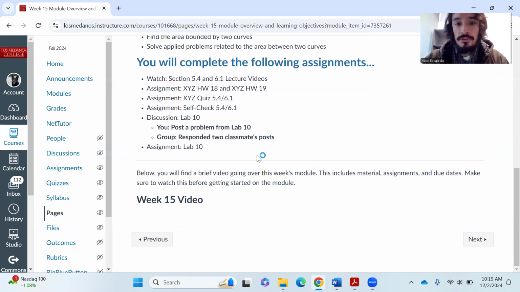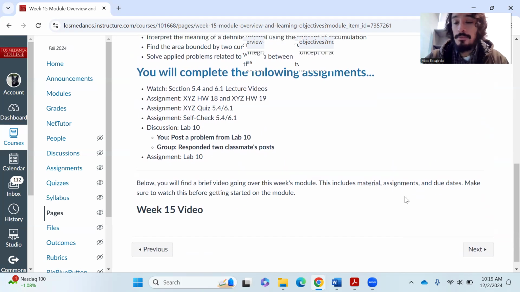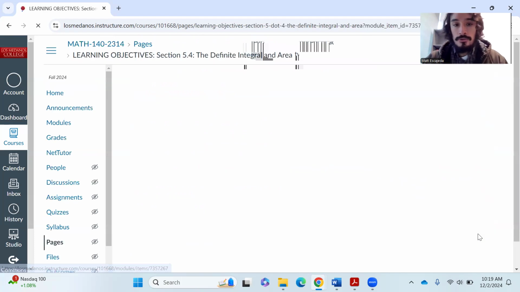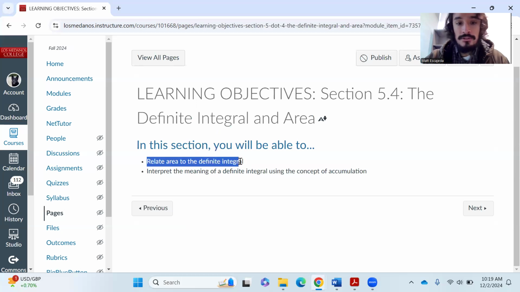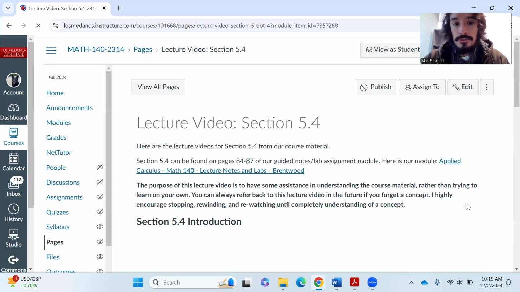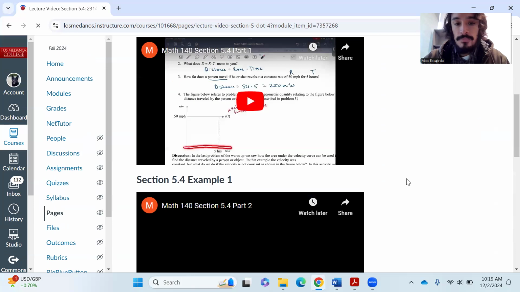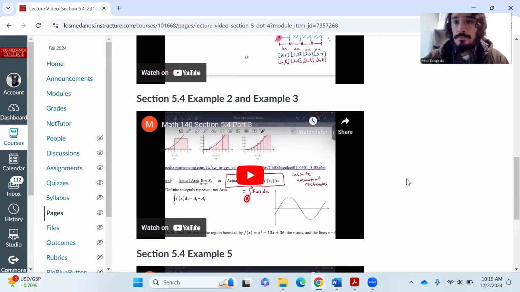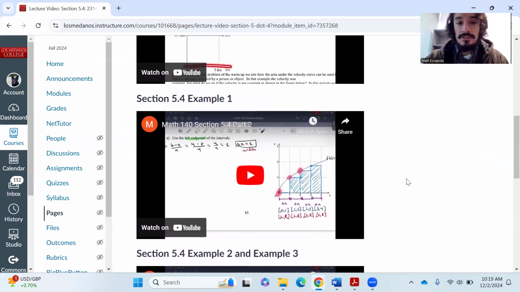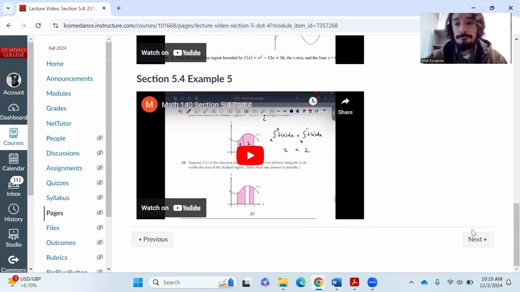Okay, so if you're watching this video, you know you can always find this video below in this module overview section. So let's go ahead and go through learning objectives for each section. So 5.4 is about the definite integral and area. And in this section, we're going to relate area to the definite integral and interpret the meaning of the definite integral and accumulation. Okay, so here you will find lecture videos for this section. You'll get an introduction, example 1, example 2 and 3, and example 5. In the notes, we are skipping example 4, but I'll also say that in the lecture videos as well. But make sure to watch these, and these go along with our self-checks as well.